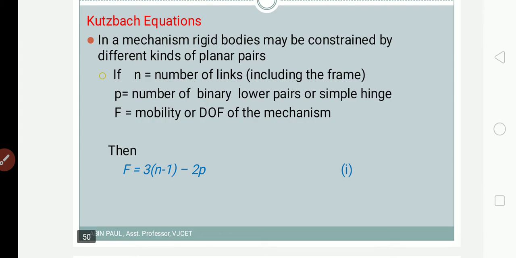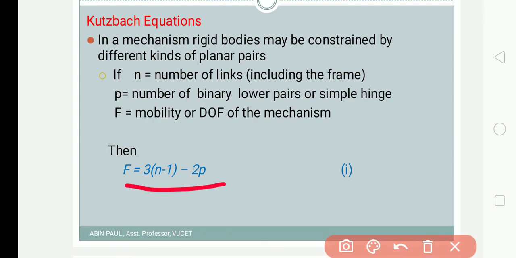The equation is given by, you can see the equation here, that is f equal to 3 into n minus 1 minus 2p, where f is the degrees of mobility or degree of freedom of the mechanism. N is the number of links, including the fixed link. Then p is the number of lower pairs. So if there are only lower pairs, that means the pairs are having surface contact, then we can use this equation, that is f equal to 3 into n minus 1 minus 2p.